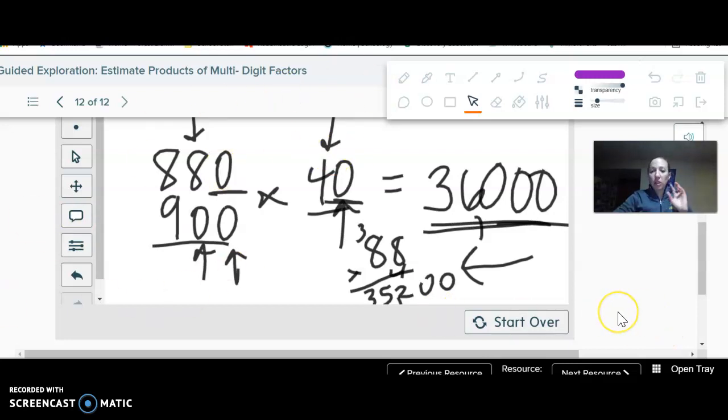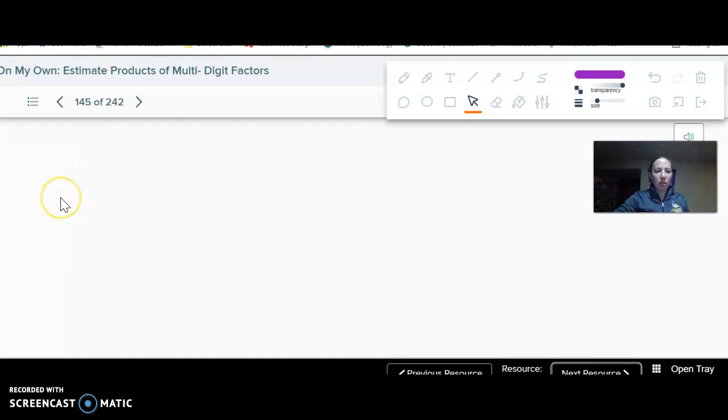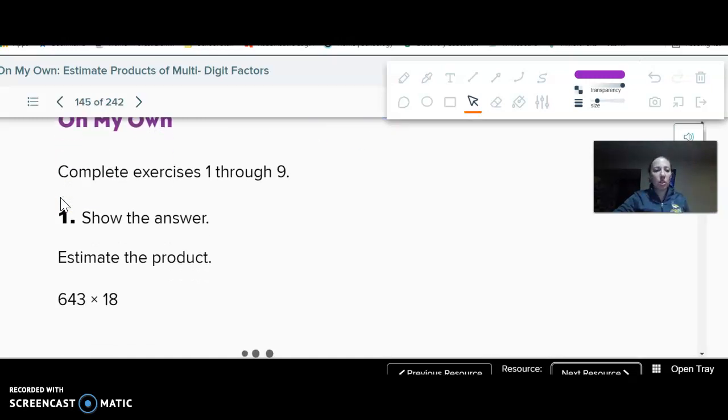If you're struggling with either the rounding part or how do you know how many zeros to add, how are you getting them, make sure you ask, because we've done a lot of rounding, so I'm not going to spend a lot of time on that, but I can if you need it. Here we go. It's loading. It's just a little slow today.